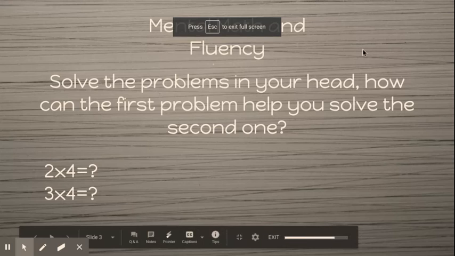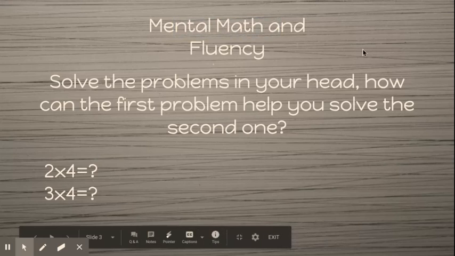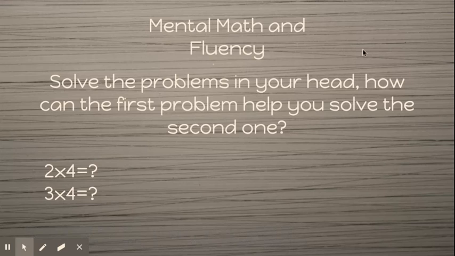The first one is 2 times 4, and how will 2 times 4 help you to solve 3 times 4? Write the answers for both of these problems. You should have answered 2 times 4 is 8. We can count by 2's or we can add 4 twice, so 2, 4, 6, 8. 3 times 4 is one more group of 4, so if you know 2 times 4 is 8, then we can add another group of 4, so 8 plus 4 is 12.